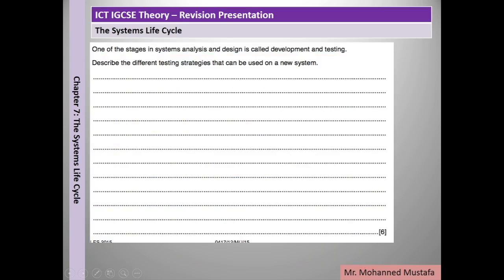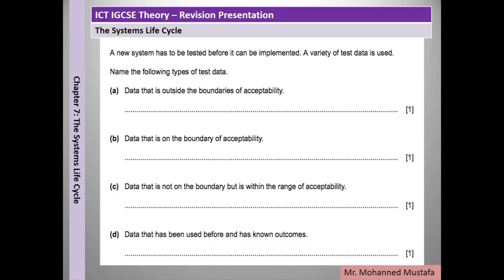So answering this question is always by investigating different methods to use. Next, a new system has to be tested before it can be implemented. A variety of test data is used. Name the following types of test data. Data that's outside the boundaries, we mentioned this, is what we call abnormal. Data should not be accepted outside. Data that is on the boundaries: extreme. They are on the boundaries, the minimum and the maximum, let's say, number that can be inserted.